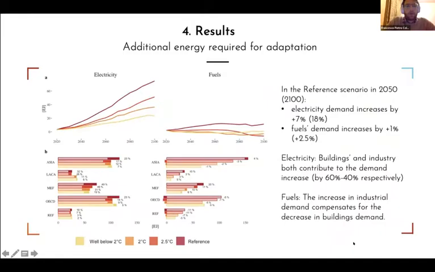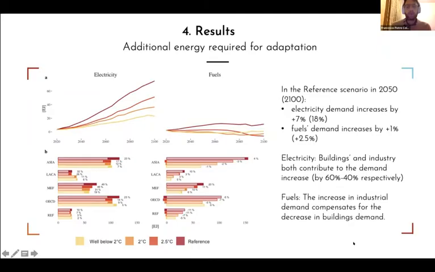In terms of results, we can first look at the demand side impact. So we find that the additional energy required for adaptation is remarkable. We have an electricity demand increase by 2050 of 7% with respect to total global electricity demand, and this increase in the reference scenario goes as high as 18%, so roughly 70 exajoule more.